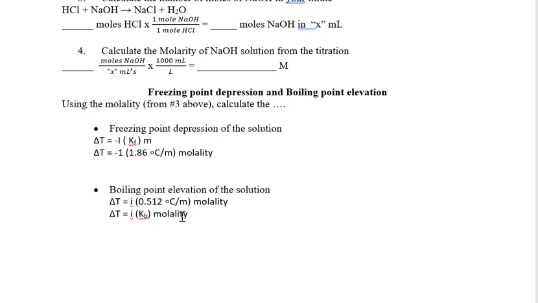That's my molality there. Now I just need to plug in my constants, and my i is 1 because there's only one ion in this solution. Well, actually, with sodium hydroxide there are 2 ions, so that'll be a 2 right there for that one. Anyway, that's how we're going to calculate our boiling point elevation and our freezing point depression.